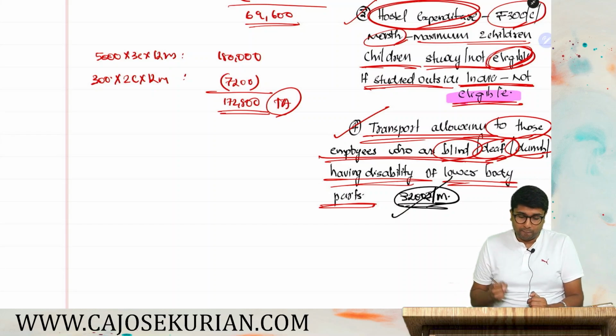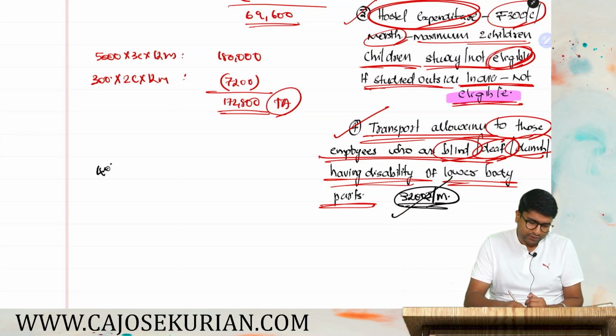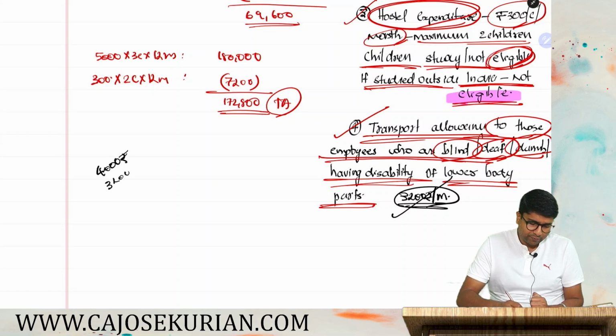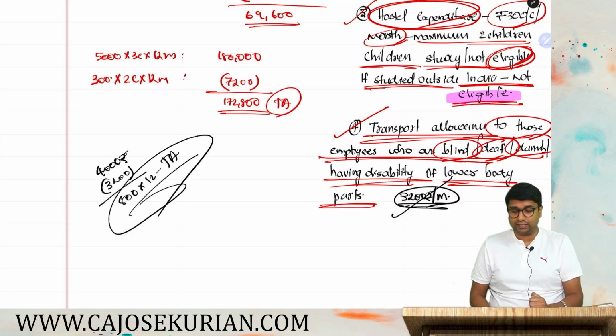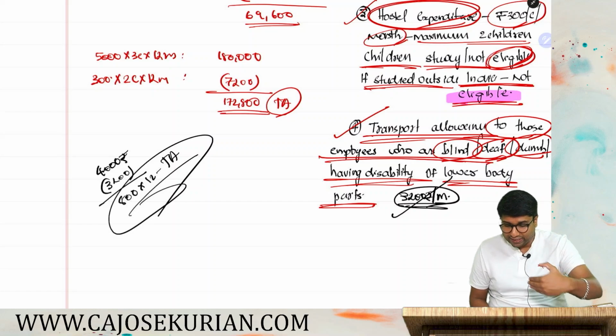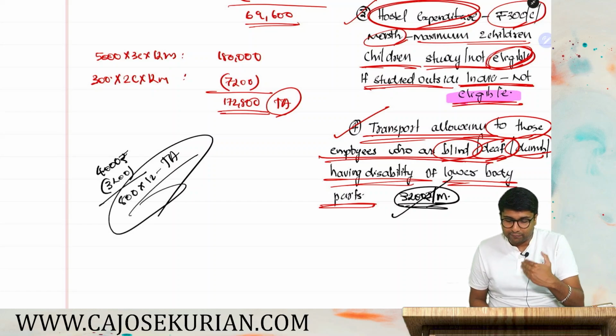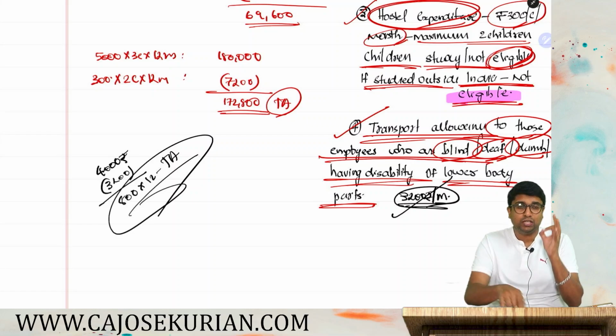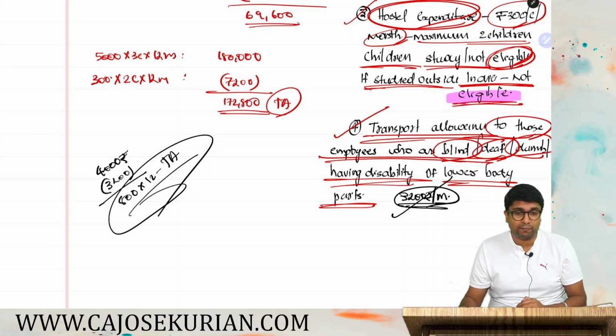3,200 rupees per month. Say for example, you are receiving 4,000 rupees as the allowance, you can claim an exemption up to 3,200 and the remaining 800 into 12 shall be taxable allowances. This is what the department says. So transport allowance given to those employees who are either blind, deaf or dumb, having disability of lower parts of the body, you can claim an exemption up to how much, friends? 3,200 per month. That's what the department says.